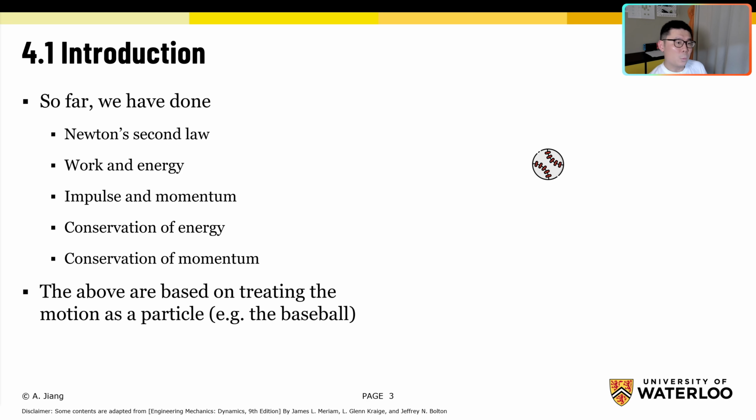If you recall, we started with Newton's second law. As I said, this entire course is around F equals ma. We did work and energy, impulse and momentum, and then conservation of energy and momentum. All of these were built on one important assumption: the object can be treated as a particle, such as the baseball here.